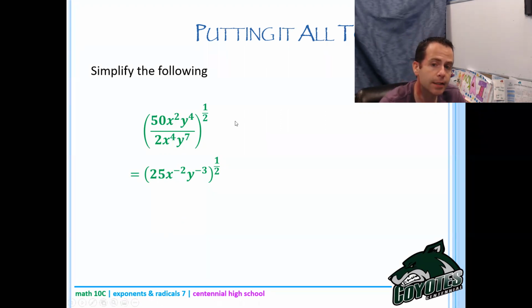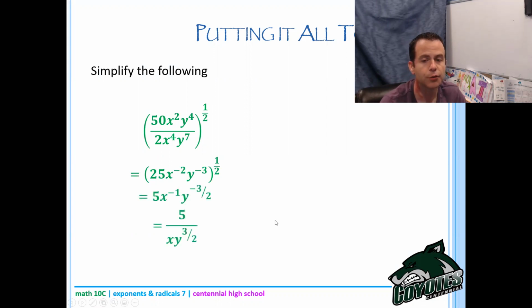Then I've got x to the -2 to the 1/2. Well, that's a power of a power, so I will multiply those together. -2 times 1/2 would be -1. That's going to send my x down to the bottom. So I'll have an x on the bottom. y to the -3 to the 1/2, that would be y to the -3/2. So that'll get sent down to the bottom as well as y to the +3/2. Okay, so my final answer for this should be 5 all over x times y to the 3/2.